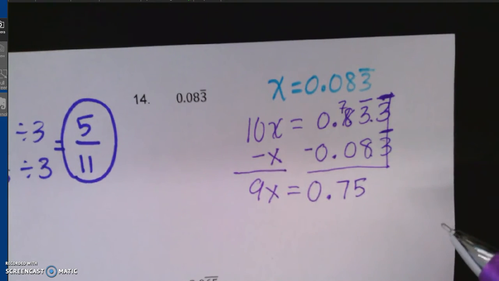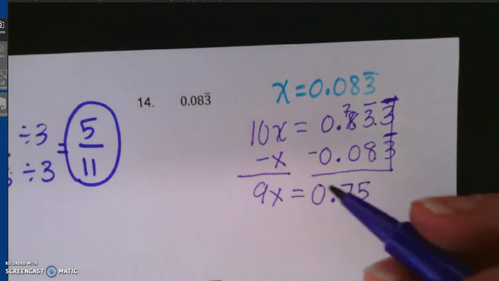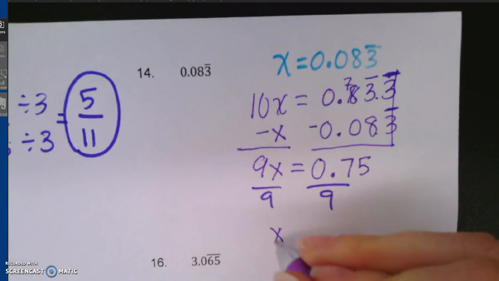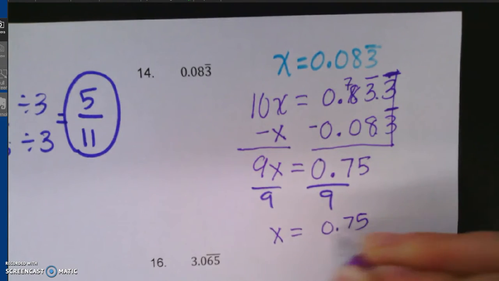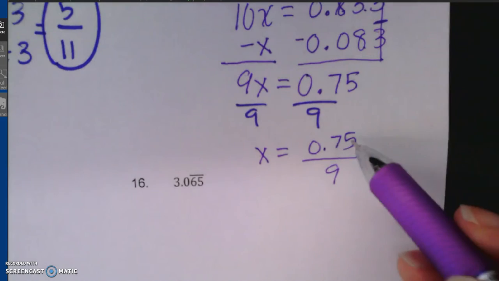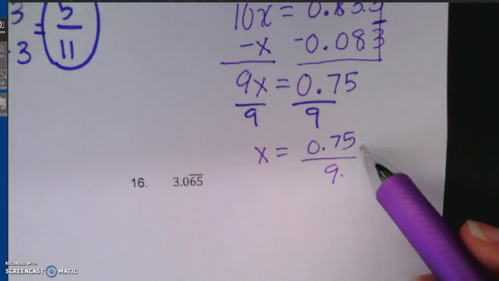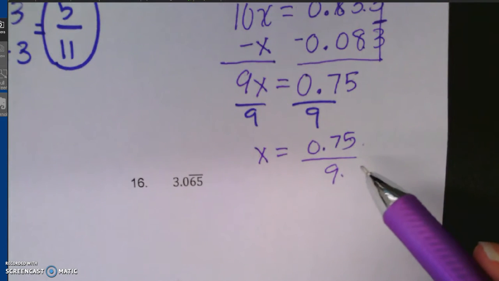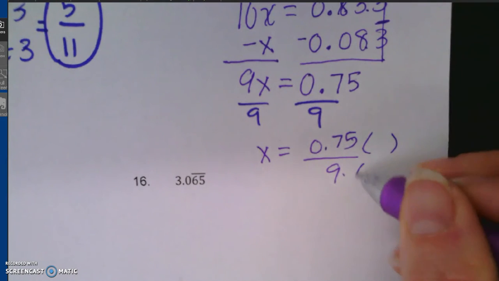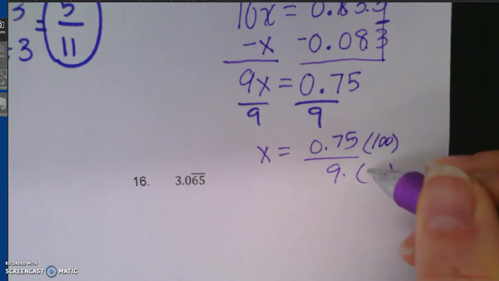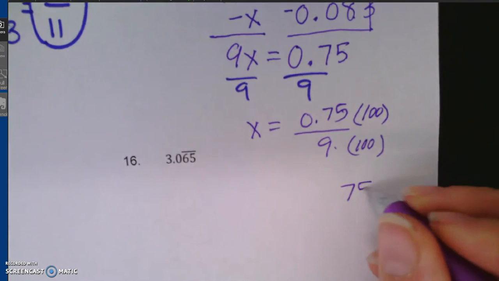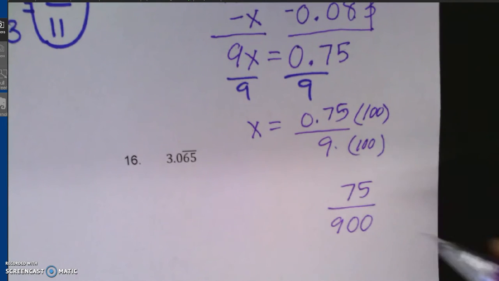So now, to get x by itself, I need to divide both sides by 9. When I do that, I end up with x equals 0.75 over 9, which is not a rational number because rational numbers are ratios of integers, and 0.75 is not an integer. In fact, we would never leave decimals inside fractions. So from here, let's multiply both numerator and denominator. Well, let's make it easy and do it by 100. Move the decimal over twice, and we'd have 75 over 900.